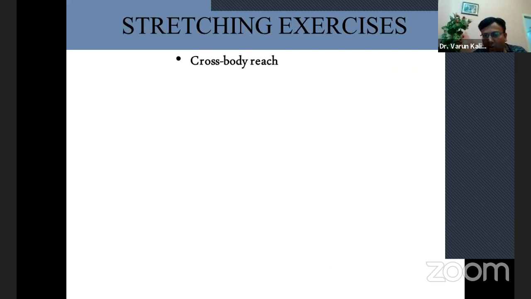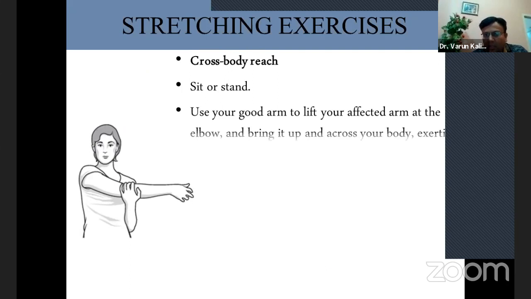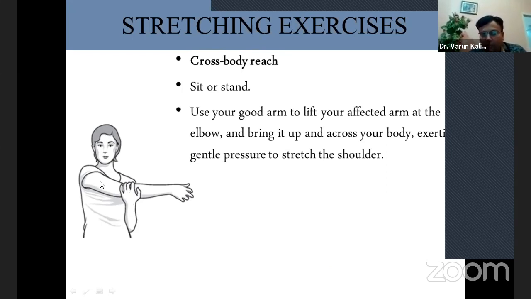Next exercise will be the cross body reach. Sit or stand, we can use either position for the patient. Use your good arm to lift your affected arm at the elbow and bring it up and across your body. Apply gentle pressure to stretch the shoulder. Here, the patient will flex the shoulder joint at almost 90 degrees, and with his normal hand, he will pull the affected shoulder toward the body, cross body. This is the cross body reach exercise.